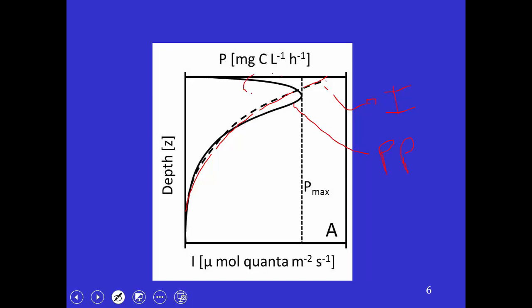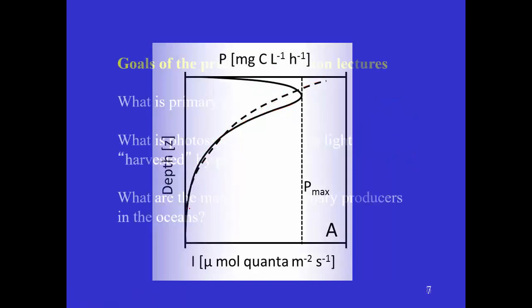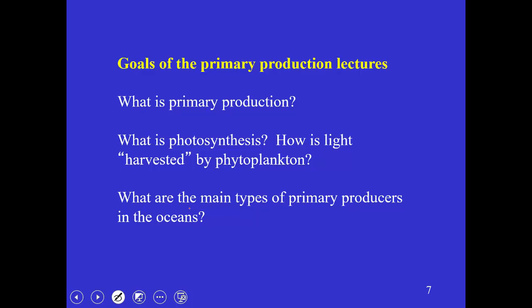And you can see here's that little bit of inhibition of primary production near the surface of the water column, and then it kind of reaches a maximum and then it starts to decrease. So that's how primary production varies as a function of light and how we see it going through the water column. So now let's talk about the controls of primary production.